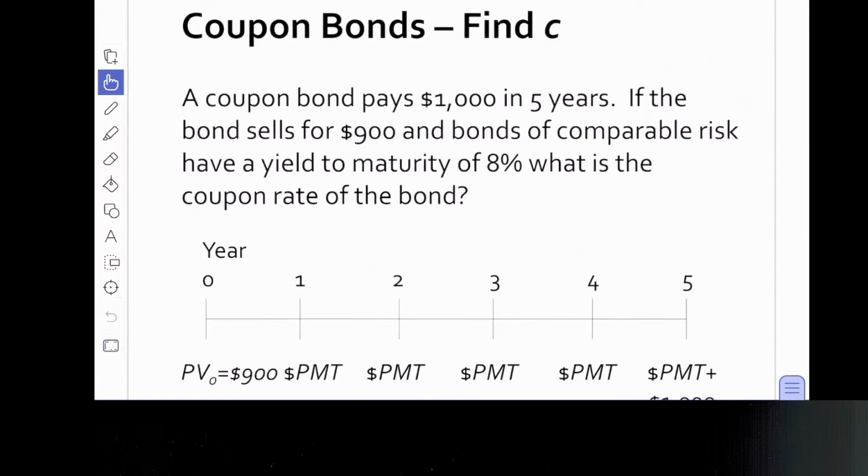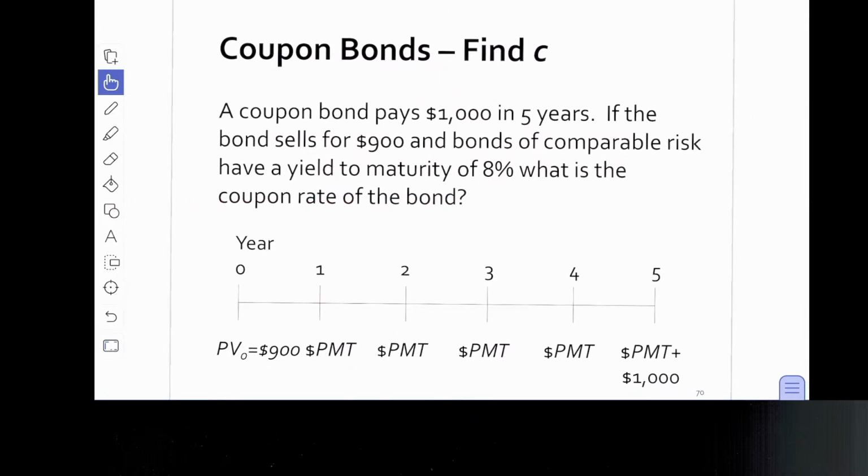Let's find a different variable. Why don't you try this one? Try not to look at the notes. Try and just solve it. Let's find the coupon rate. So you have to find what amount you're getting every period. Let me give you some minutes to do that.